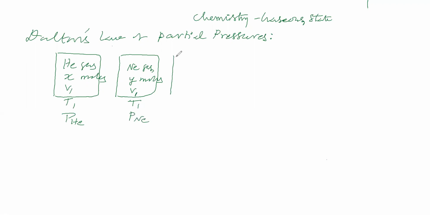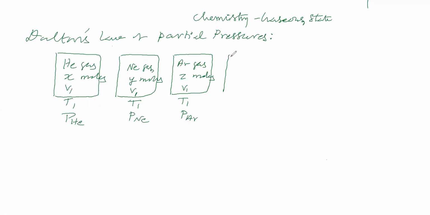Next we will take argon gas. It is Z moles. Volume is V1, temperature is T1. Argon is exerting pressure, that is called pressure exerted by argon.